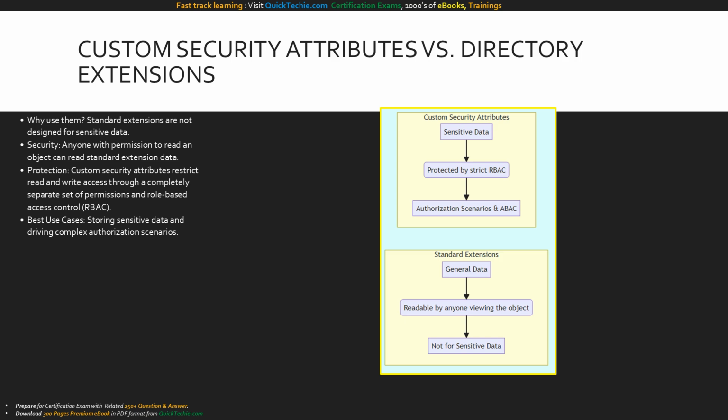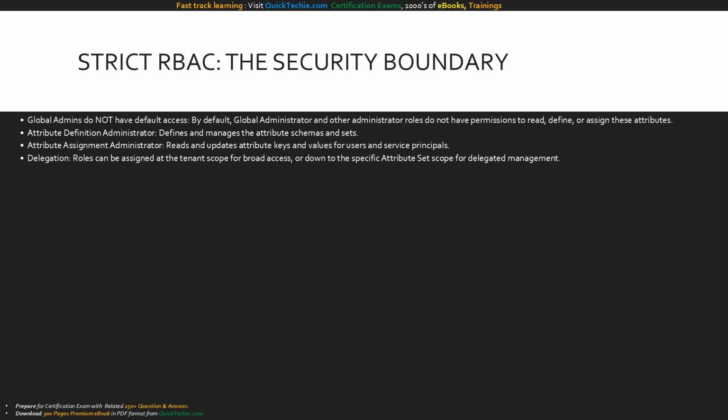To understand how secure these attributes are, we must look at role-based access control. Here is the most critical takeaway. By default, the global administrator and other high-level administrator roles do not have permissions to read, define, or assign custom security attributes. This deliberate separation of duties prevents overprivileged accounts from accessing highly sensitive data.